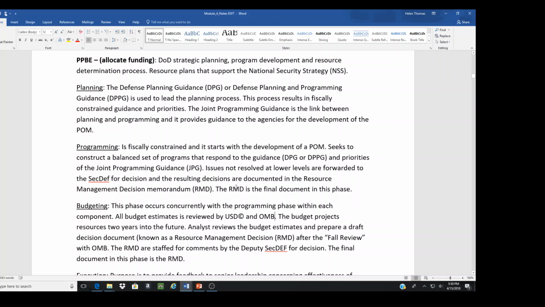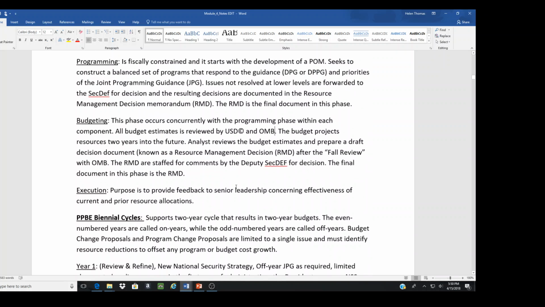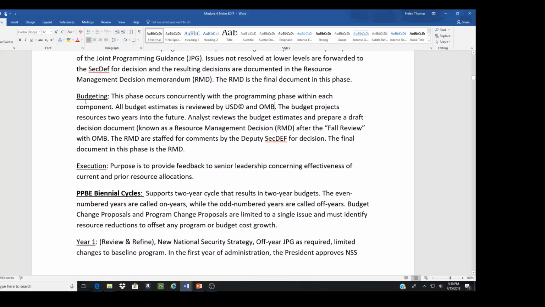That's the final document. The third phase of PPBE is the budgeting phase. Remember, we get budget annually. All of these phases occur concurrently, meaning they're overlapping all the time. So the same time I'm going through the POM development process, I'm also developing the budget for the next fiscal year, my input. I want to go ahead and submit that budget.